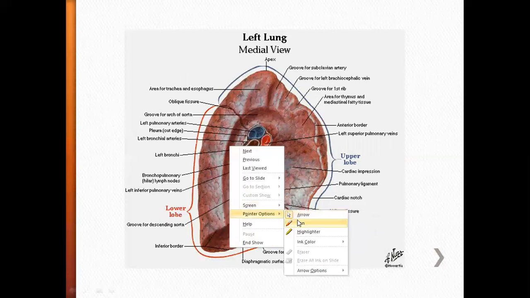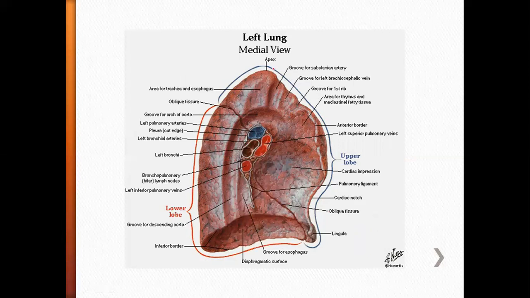So again, let's see what are the structures related here. This is apex. Just below the apex, there is an area for trachea and esophagus. It will be running here like this. Then there is a groove for subclavian artery. So both the lungs will be related to subclavian artery, trachea and esophagus. The groove for left brachiocephalic vein. There, groove for right brachiocephalic vein. Here, left brachiocephalic vein. Here also first rib is related.